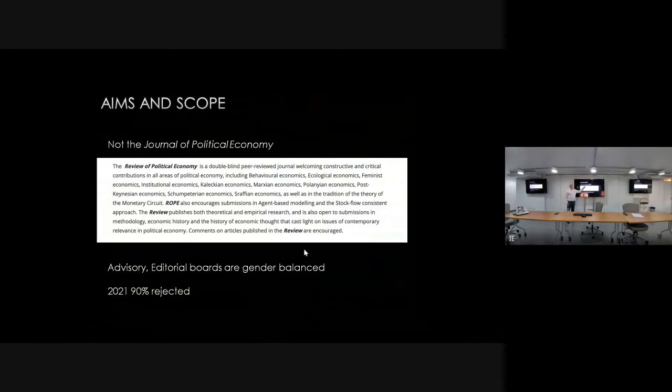So, I get these papers sometimes that are borderline mainstream. Maybe not the best journal to send it to. In all areas of political economy, including behavioral, ecological, feminist, institutional, Sraffian, Schumpeterian, etc. We also encourage submissions in agent-based and stock-flow consistent work. We publish theoretical and empirical research. Some journals don't publish empirical.